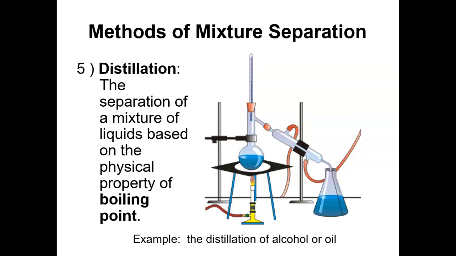Okay. Distillation. The way we get distilled water is through distillation. It is the separation of a mixture of liquids based on the physical property of boiling point. So we're going to basically boil the substance and capture parts of it at different places. Okay, so distillation of alcohol or oil.